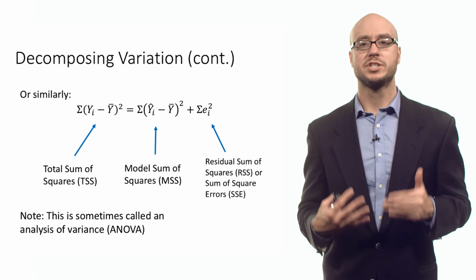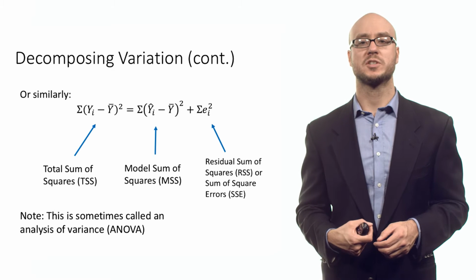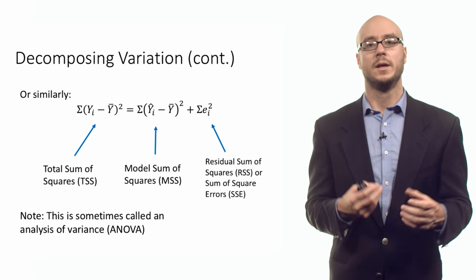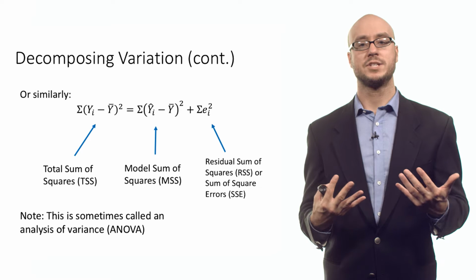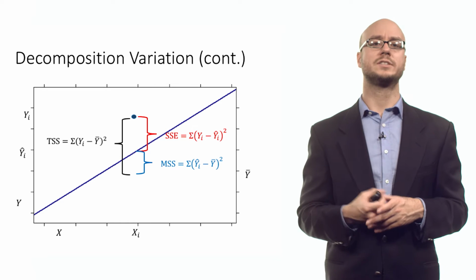When we decompose the variation this way, we can talk about the total sum of squares, the model sum of squares, and the residual sum of squares, or sometimes it's called the sum of the squared errors. We've seen the sum of squared errors before. This is sometimes called an analysis of variance, because what you're doing is partitioning or splitting up the total variation of the outcome, the total sum of squares, into that part which can be accounted for by our model and that part which can be accounted for by the residuals or the errors. So we have that variation which is from our model and that variation which is not due to our model. So it's useful to look at a particular observation to really understand what's going on here.